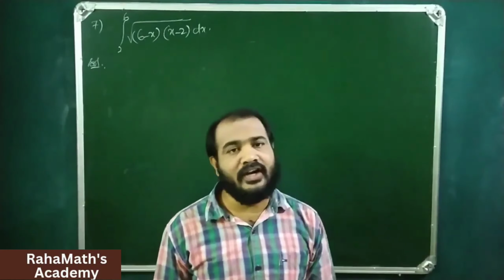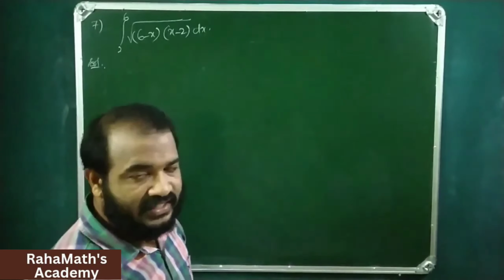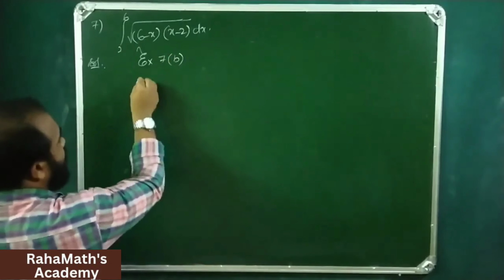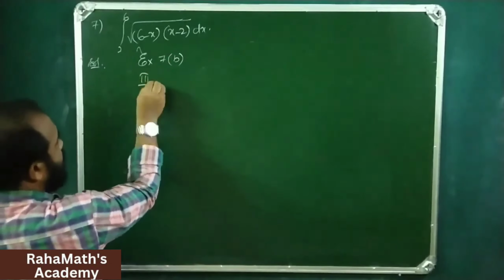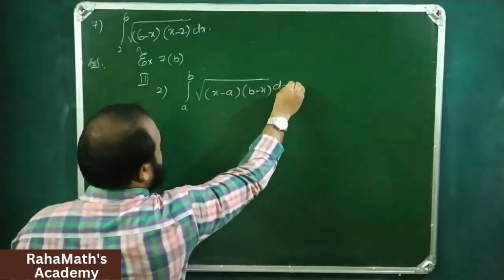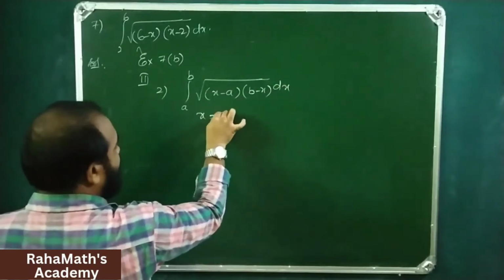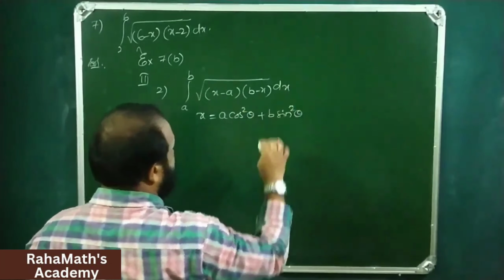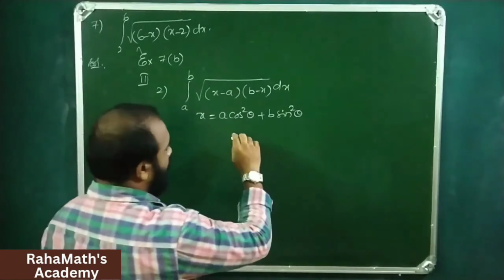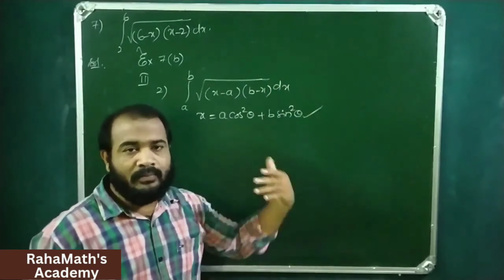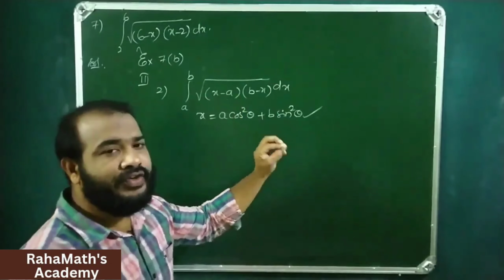Otherwise, another alternative is also there, which we have discussed in exercise 7b, third Roman, second question, which is integral a to b square root of x minus a into b minus x dx. There we have taken x is equals to a cos square theta plus b sin square theta. So a cos square theta plus b sin square theta we have substituted, and then the problem came. Okay, in this way also we can do.